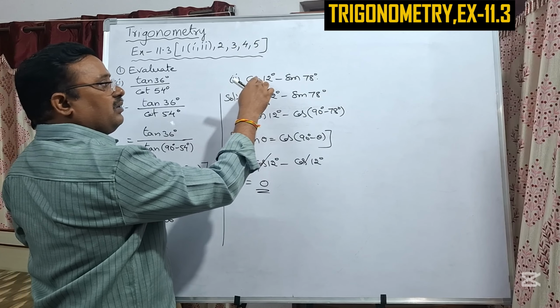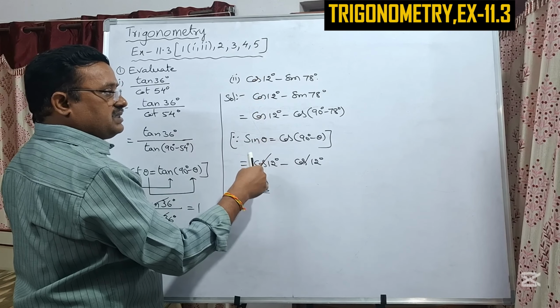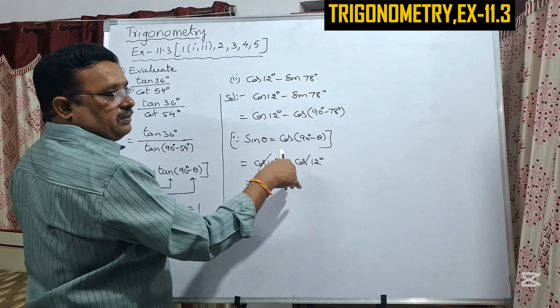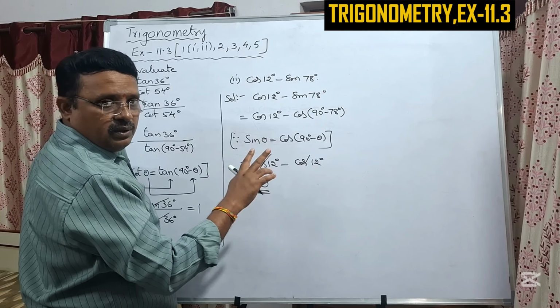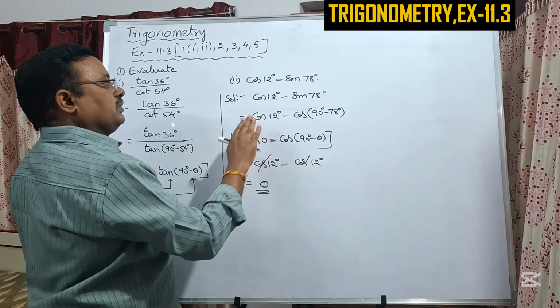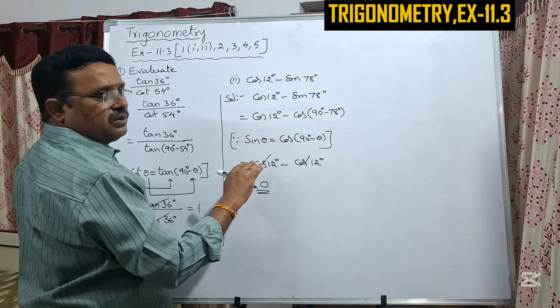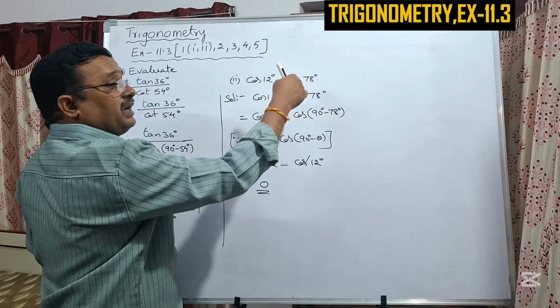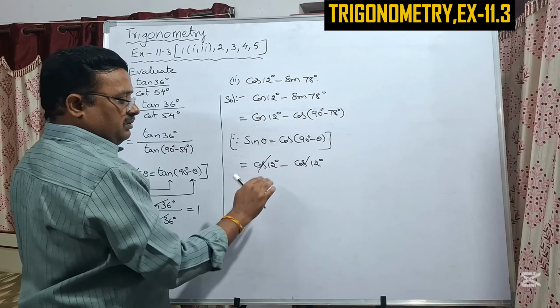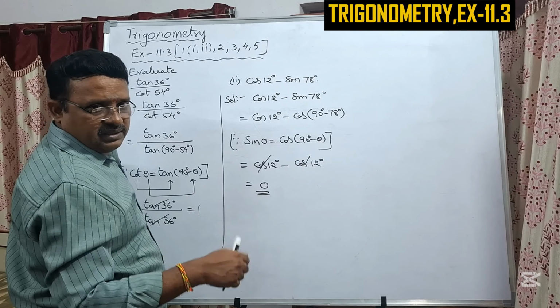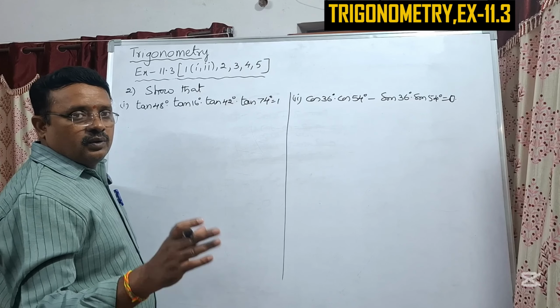So I have taken the first term as it is, I changed the second term. Understood? You can do it in the other model also. You can change the first term into its complementary function by keeping the second term as it is, but you will get the same answer, 0. Got it?